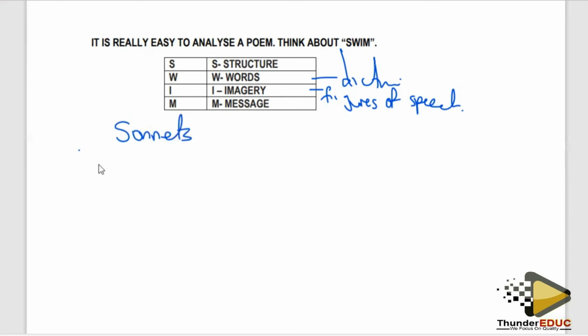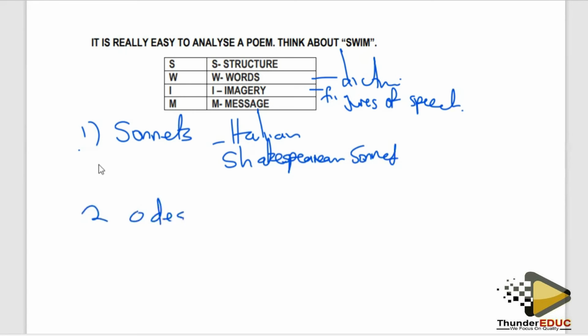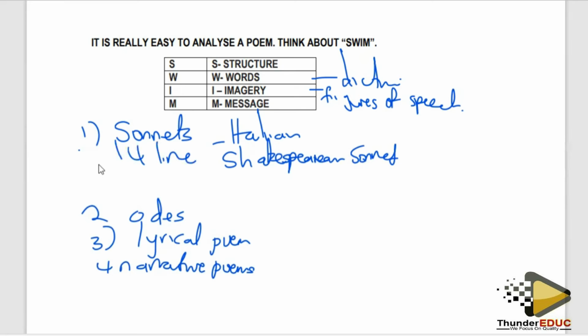We have sonnets, one, whereby we have Italian sonnets and we have a Shakespearean sonnet. Two, we have odes. Three, we have lyrical poems. Four, we have narrative poems. When we're talking about sonnets, we have different types of sonnets. A sonnet is a 14-line poem. When you say 14-line poem, it means that it only has 14 lines. It does not have stanzas. It has one stanza of 14 lines.